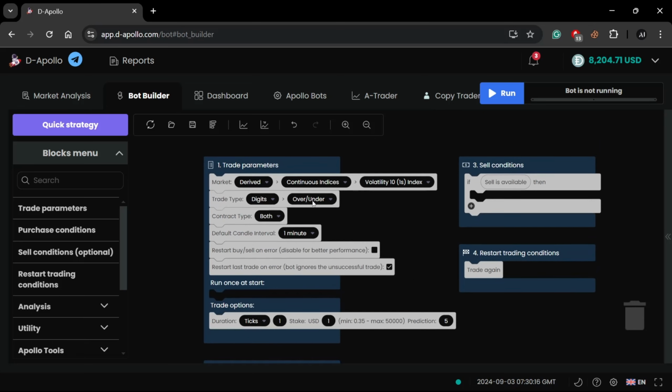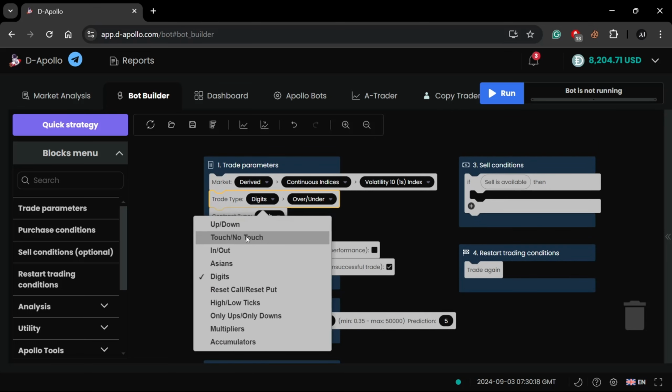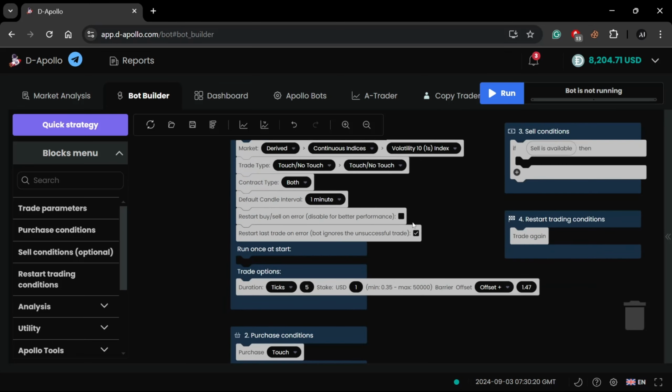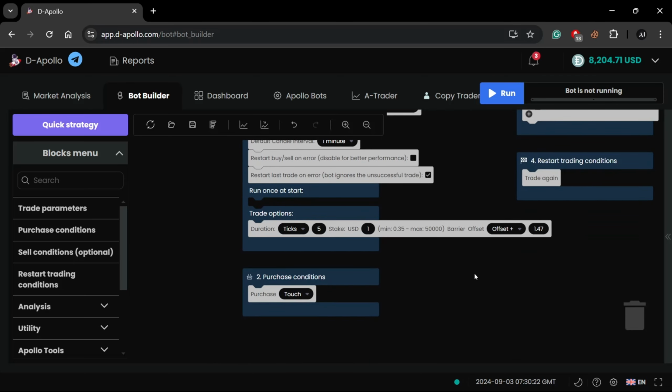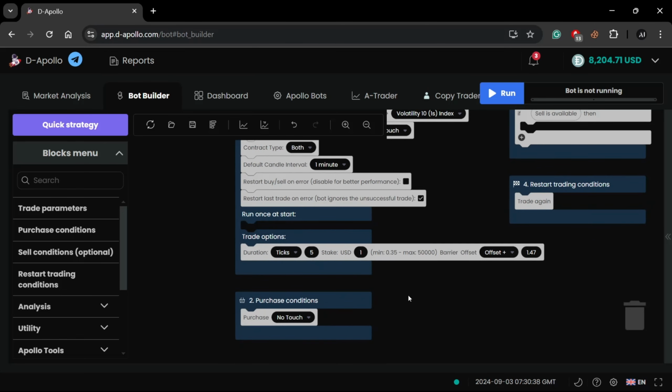For example, if I change it, let's say, to touch, not touch, the same thing happens. If I'm making a bot that trades touch, then I'll select here purchase to be touch, because that is the contract that I want the bot to buy. If I select no touch, that is what I want the bot to buy. So you can switch between which contracts you want to purchase.